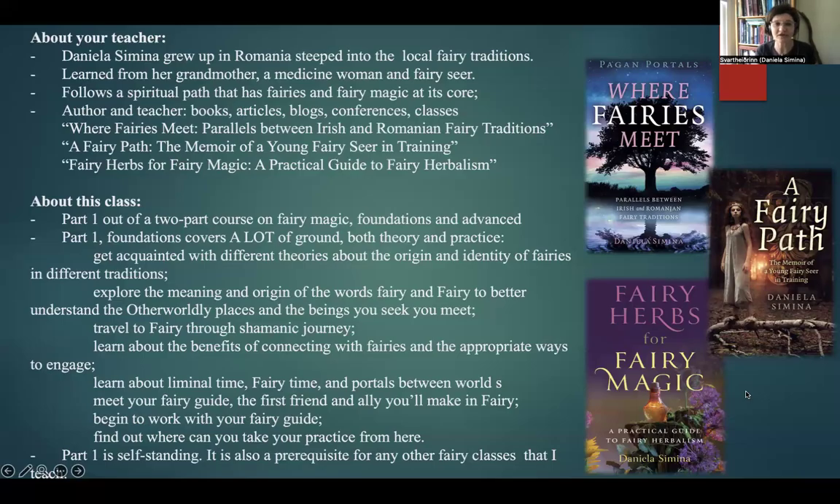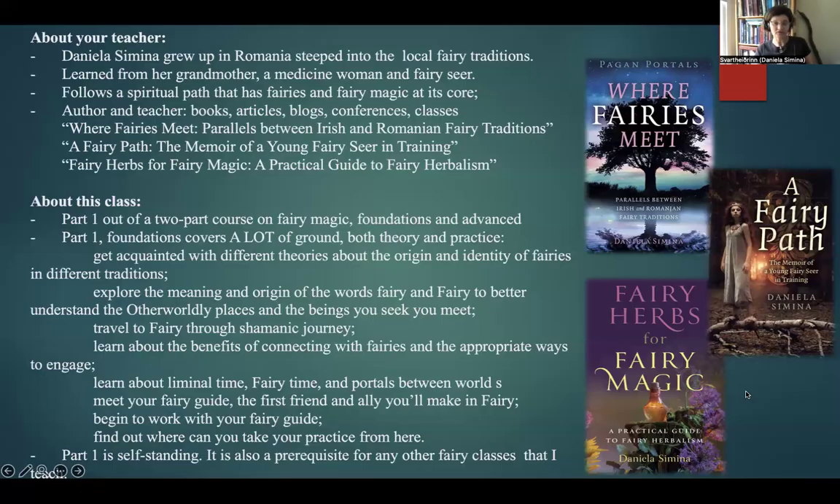So it's me, Daniela Simina, and I grew up in Romania. And because I grew up in Romania, I also grew up steeped in lore and folklore. And because I grew up with my grandmother, I had exposure to these local fairy-related traditions. My grandmother was a medicine woman and a fairy seer.